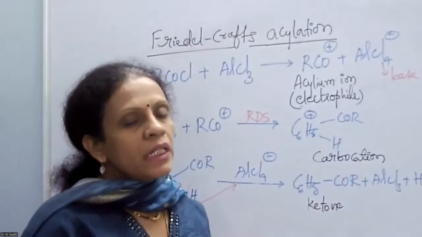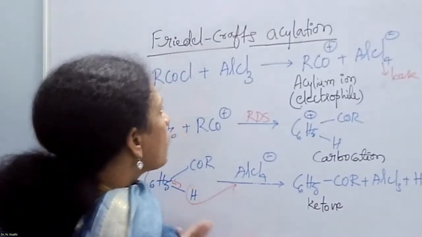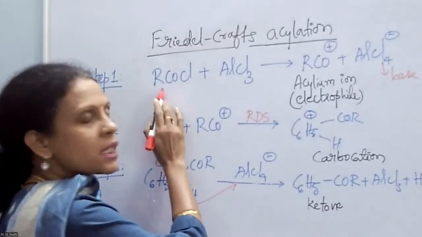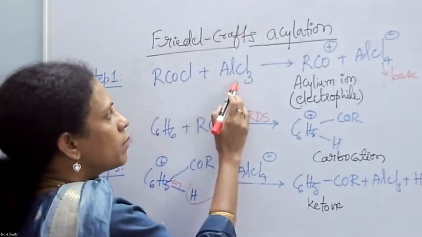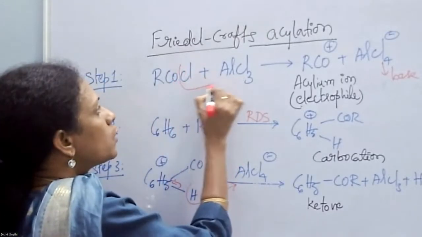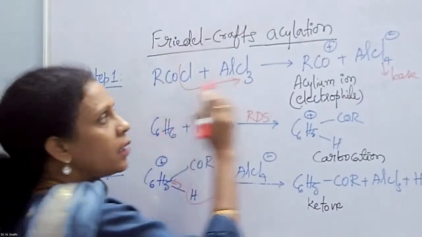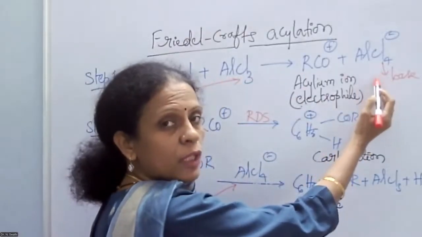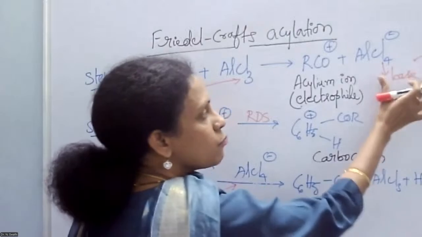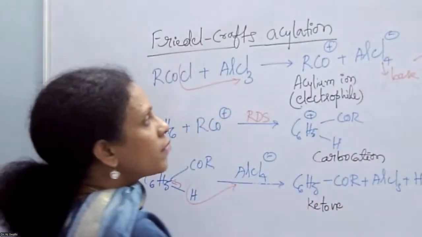So even in the case of Friedel-Crafts acylation, it follows the same mechanism. The first step involves reaction between acyl chloride and aluminum trichloride. And here also aluminum trichloride takes up the chloride. That is how there will be formation of the aluminum tetrachloride anion as the base, which acts in the third step, okay, for the deprotonation.